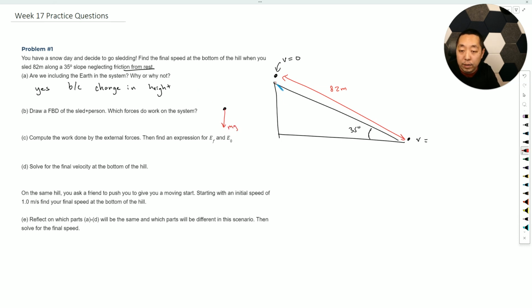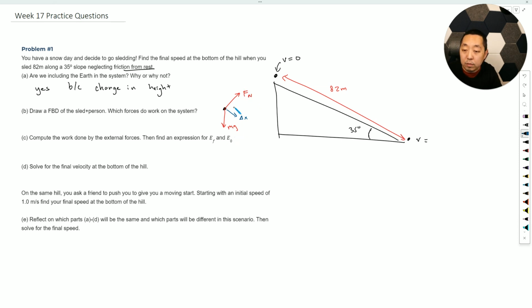And then we would have the surface touching here, so we have a normal force, perpendicular to the surface. Nothing else is touching it. So that's the free body diagram. Which ones do work on the system? Remember, our normal force is not going to do work because the displacement is down the ramp. The normal force is perpendicular.